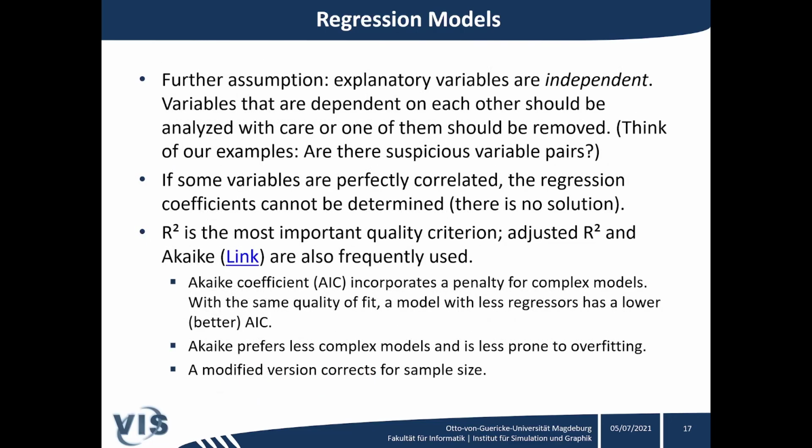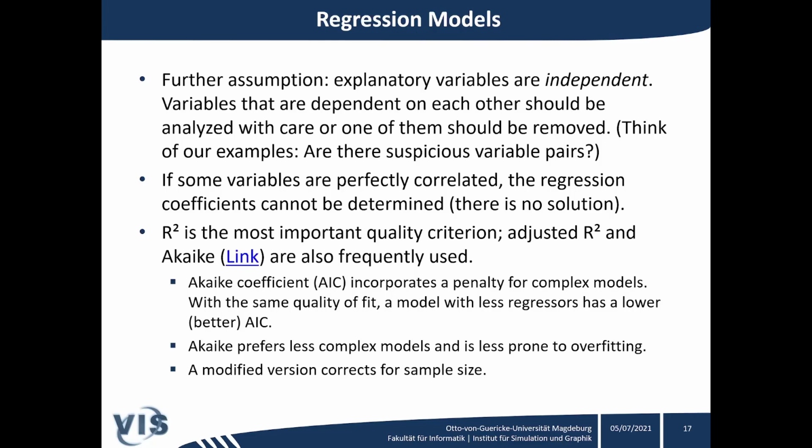Another assumption we made to build the regression model is that the explanatory variables are independent. So variables that are dependent on each other should be analyzed with care, or one of them should be removed. If some variables are perfectly correlated, the regression coefficients cannot be determined because there's no solution.